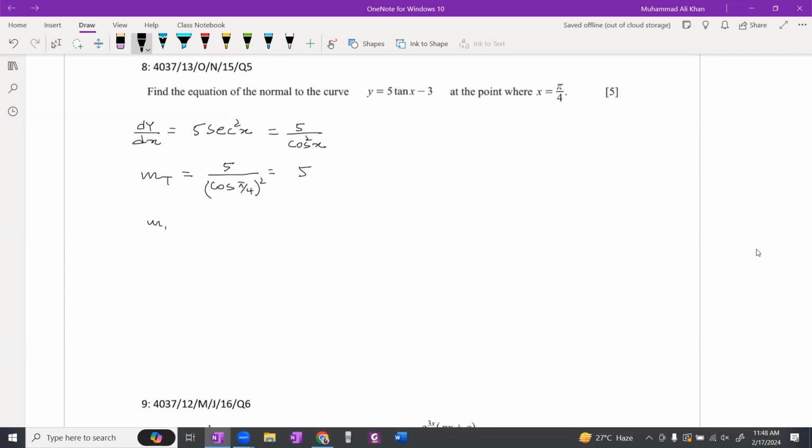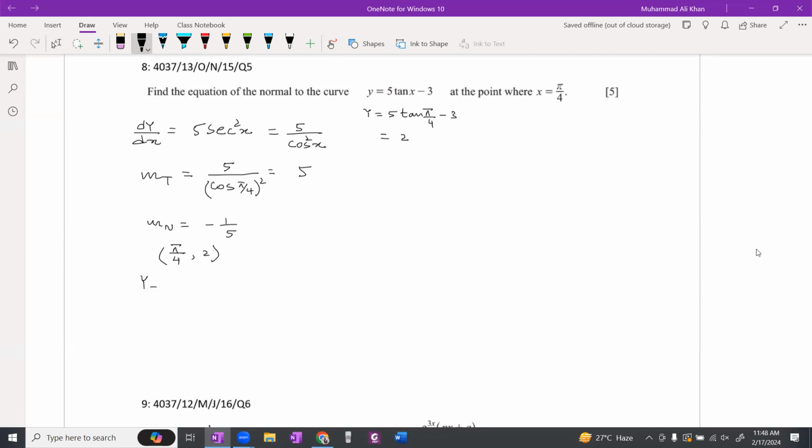So what is the gradient of the normal? Gradient of the normal is -1/5. And the x coordinate is pi by 4. If we substitute the x coordinate in the equation, y equals 5 tan pi by 4 minus 3. Tan pi by 4 is 1. So 5 minus 3 is 2. So the coordinates are pi by 4 and 2.